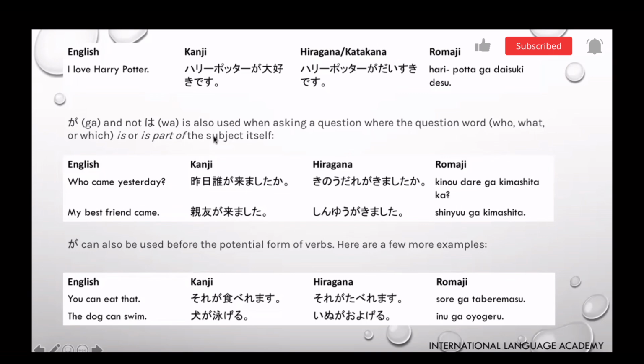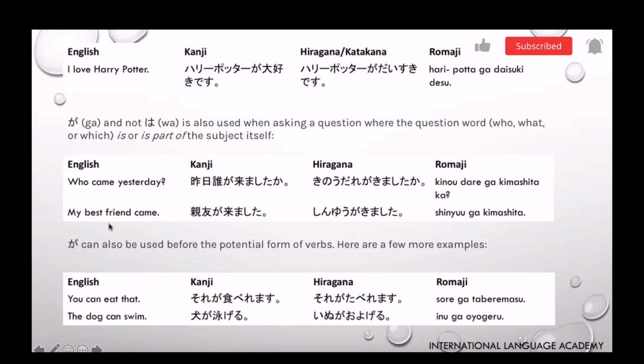So let's get into the example again. Who came yesterday? In Japanese, we can say 昨日, that means yesterday. 誰が, who, 来ましたか, who came っていう意味ですね。The question is who came yesterday? So が can be used in here. 誰 means who in Japanese. So it is a question word, right? After the question word in Japanese, we can use the が joshi, or ga particle, right?